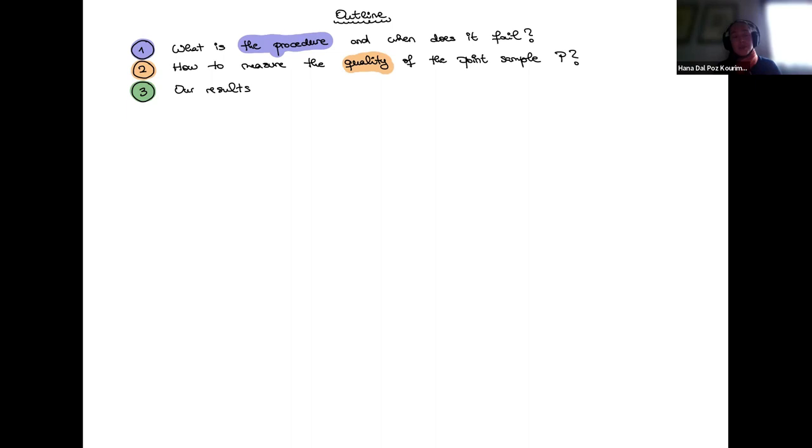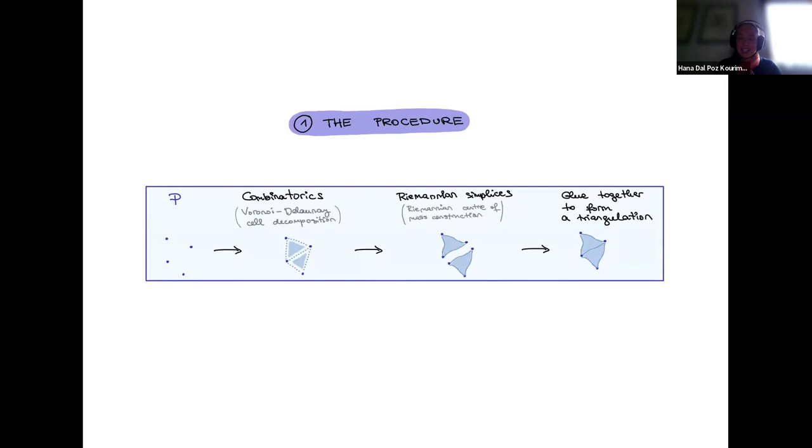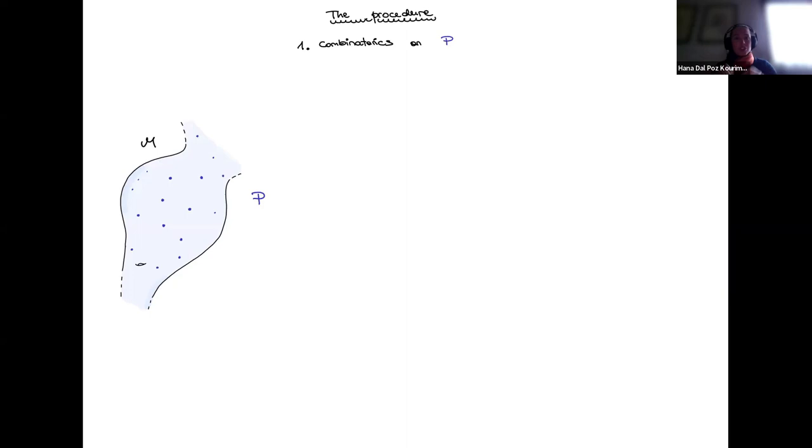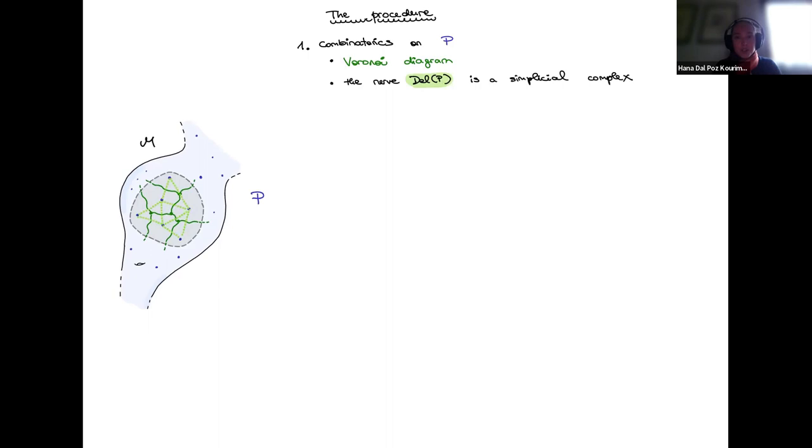All right, so the procedure. As I said, the procedure consists of three steps. And the first step is to determine the combinatorial structure of the point cloud. For this, we use the well-established Voronoi-Delaunay cell decomposition. So we have a look at the Voronoi diagram of the manifold. Then we take its nerve. This resulting object is a simplicial complex, and we call it the Delaunay simplicial complex of P. This is nothing new. Everybody does this.